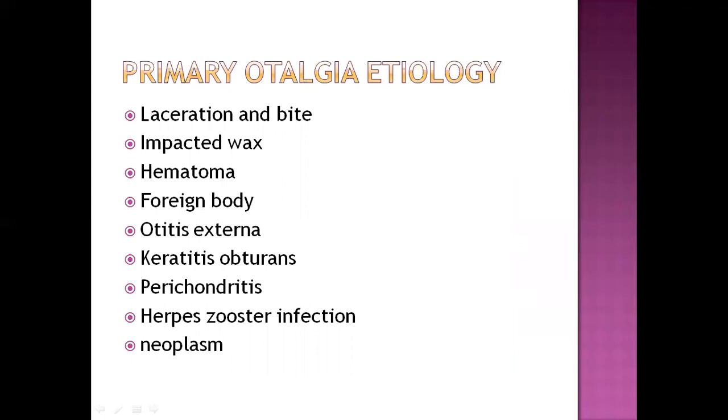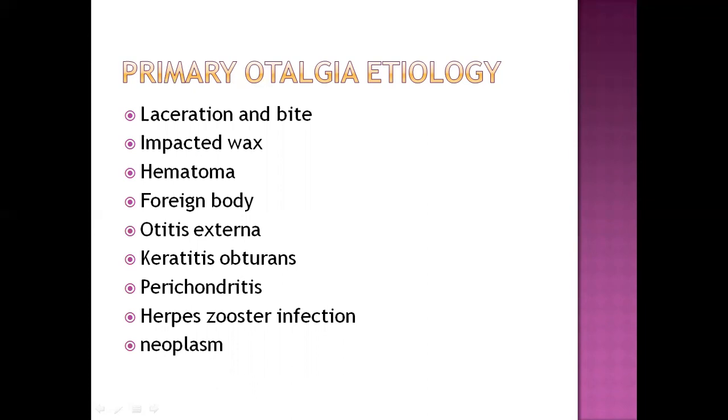So primary otalgia etiology can be, first of all, laceration and bite. This bite can be an animal bite or insect bite. Then it can be impacted wax. Impacted wax means when there is more than the normal level of wax deposition in the ear canal, that is impacted wax, that disturbs the transfer of sound waves towards the middle ear and inner ear.